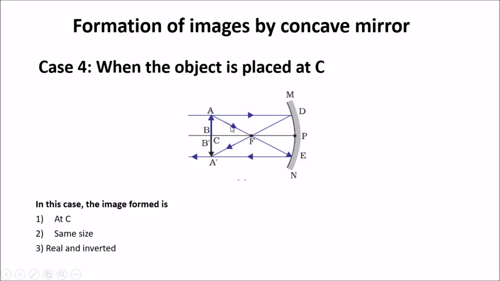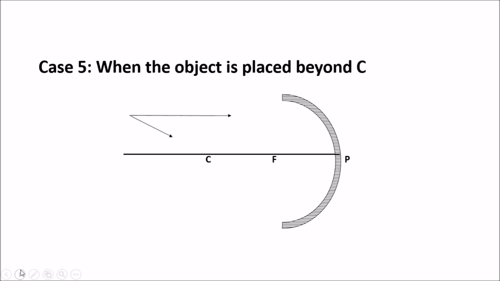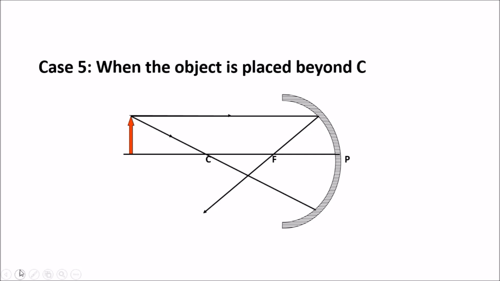Now, after this, you have guessed it correctly. The next case is when the object is placed beyond the center of curvature. So let's try it out. When the object is kept beyond the center of curvature, beyond means anywhere after C is valid. So I'm keeping the object here, beyond the center of curvature. We'll use rule 1, a ray which passes parallel to the principal axis after reflection passes through the focus. And rule 3, a ray which is passing through the center of curvature reflects back as it is. So in this case, you can see the rays are crossing between C and F.